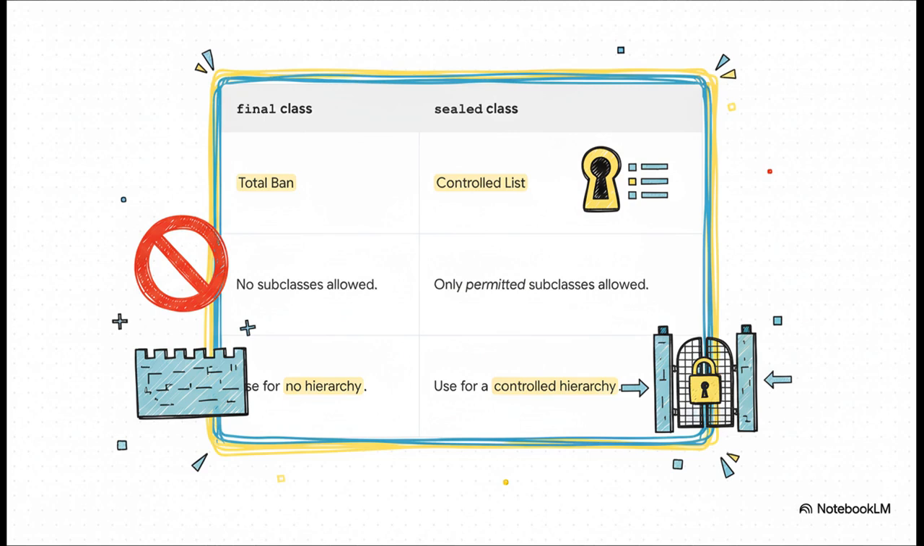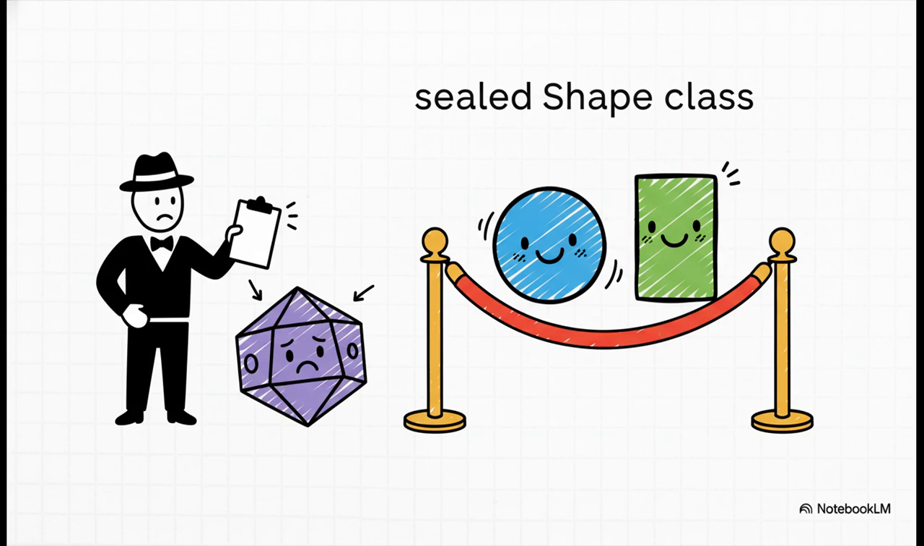A sealed class is more like a nightclub with a bouncer and a very specific guest list. The bouncer says, you can come in, but only if your name is on this list. It lets you create this perfectly controlled, closed-off family of classes. So, for example, you could have a sealed class called shape, and you can say it permits circle and rectangle to extend it. And that's it. Nobody else. This is awesome because it stops some random developer from coming along and trying to add a dodecahedron subclass that your code has no idea how to handle. It's this perfect middle ground between total lockdown and a total free-for-all.